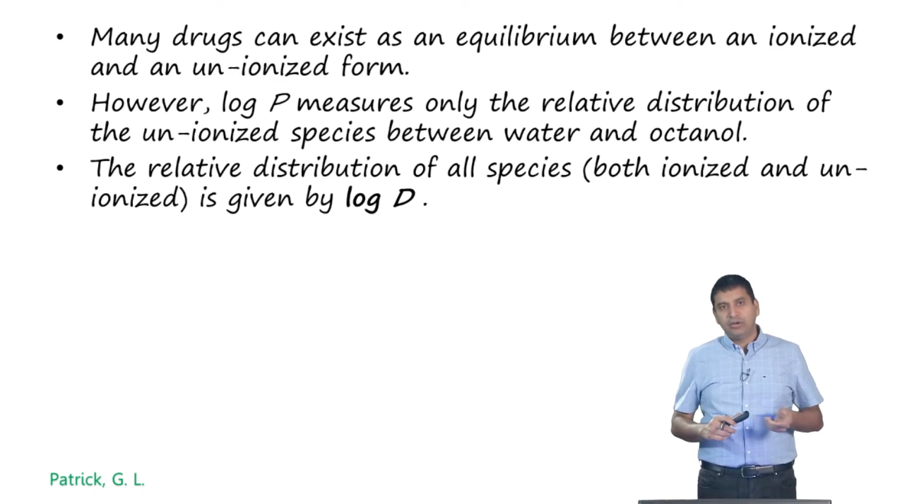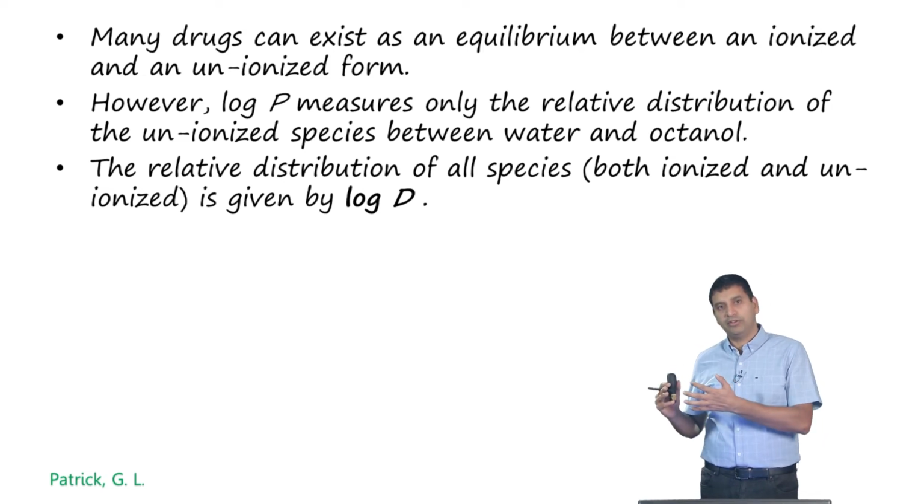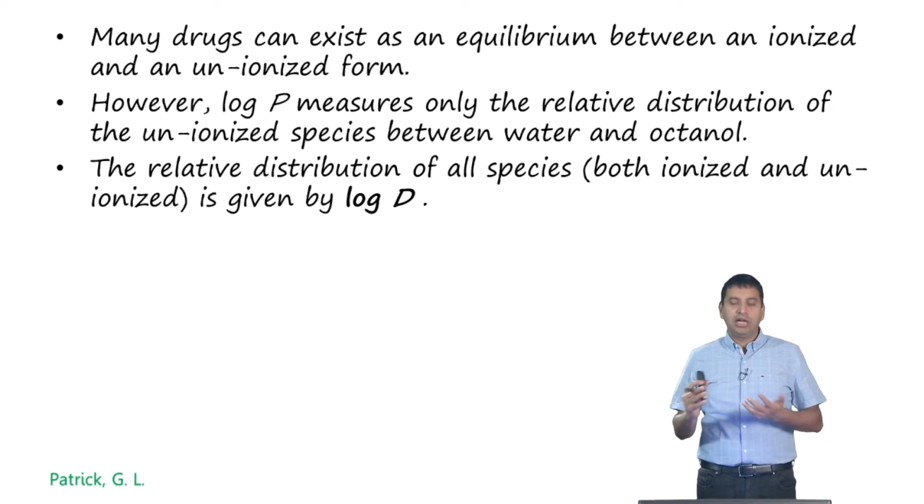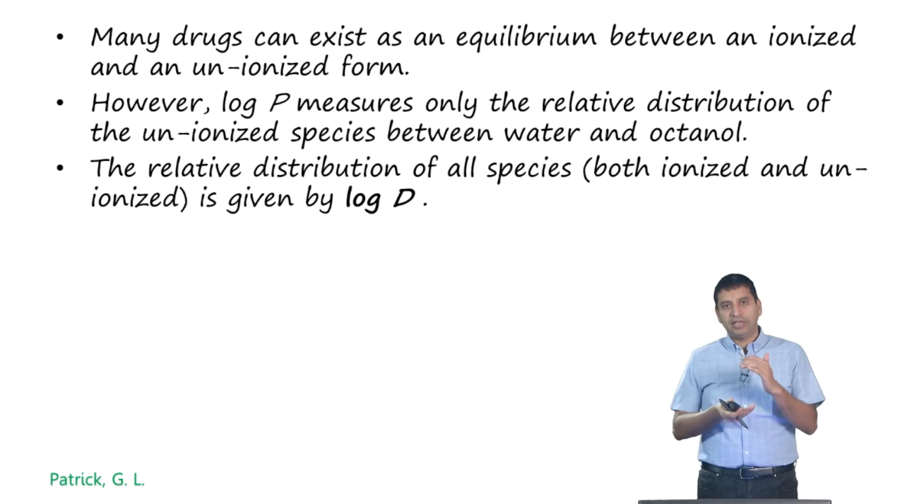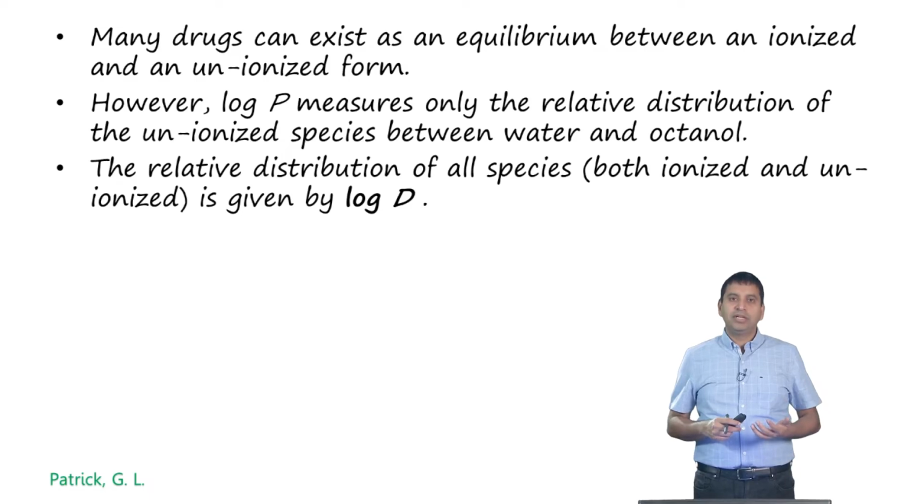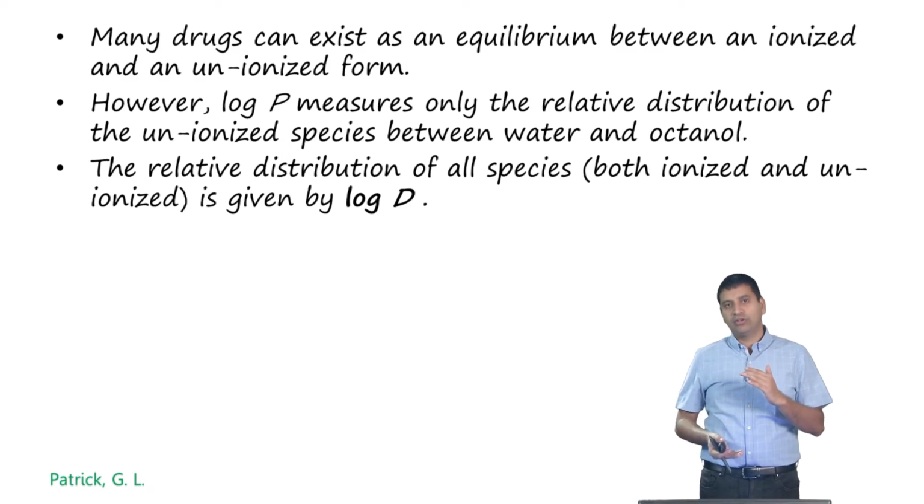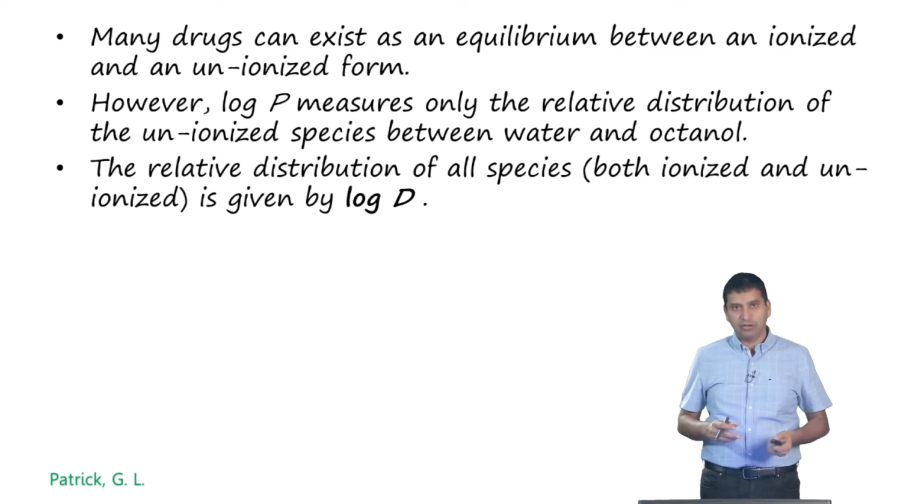Now, we have already looked at that many drugs can exist as an equilibrium between an ionized and an unionized form. So, for example, you have an amine, it can be protonated and it will exist as an ammonium ion, and so you will have this equilibrium between these two. So, log P measures only the relative distribution of the unionized species because we are taking water. But if you take buffer instead of water, then you will be able to determine what is known as a log D, which gives us an idea about how it partitions into octanol and buffer during the dissolution process.